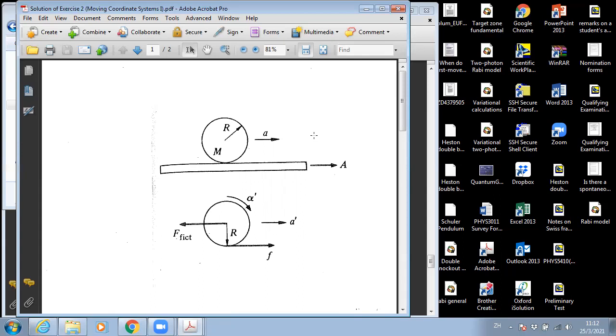Because inside the cylinder, I mean inside the elevator, you can see the cylinder is rolling without slipping. Am I right? You don't see any vertical acceleration at all.